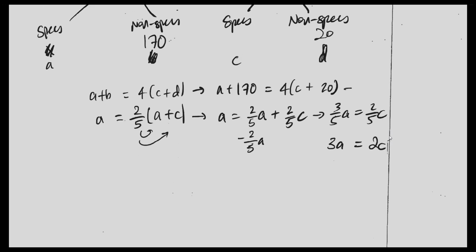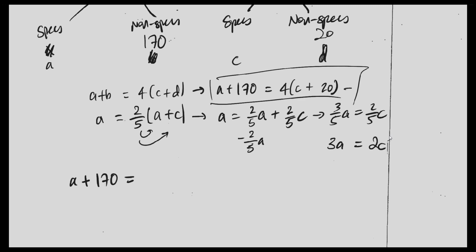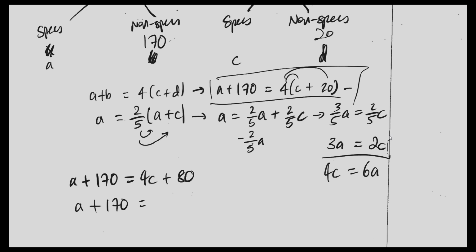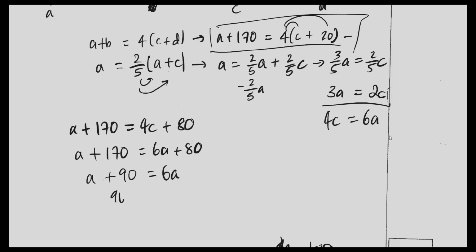Right, so let's take this equation and write it down here, and we'll also expand this. So it'll be 4C plus 80. But since 3A is 2C, we know that 4C is 6A. So here we've isolated this particular value A, and it's relatively simple from here. So it's just A plus 90 equals 6A, 90 equals 5A, A equals 18, right?